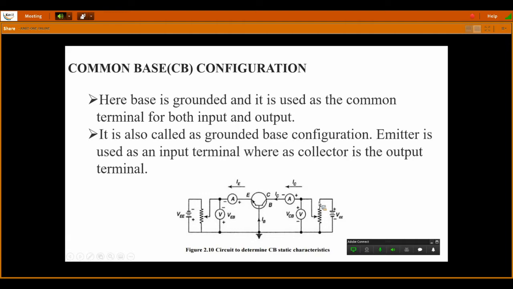Now, as we already discussed, in order to bias your transistor or to have the flow of current from its input to output, we have to connect the DC signals, where these DC signals VEE and VCC can bias your input junction and output junction. As I wanted to put my transistor in the active region, my input junction must be forward biased, and the output junction must be reverse biased.